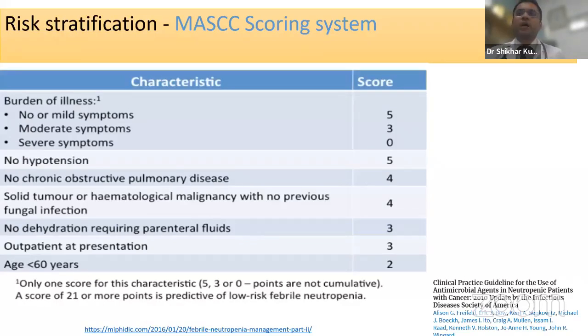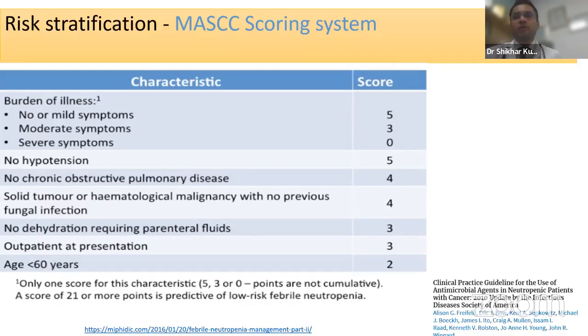So someone who has very severe symptoms, hypotension, or is dehydrated, automatically would fall into a high risk febrile neutropenia. There are some shortcomings of this classification. The burden of symptoms is quite a subjective issue, and other comorbidities apart from COPD are not taken into account in this classification model. And the duration and the anticipated depth of neutropenia, which is a very important parameter, also is not taken into this model.